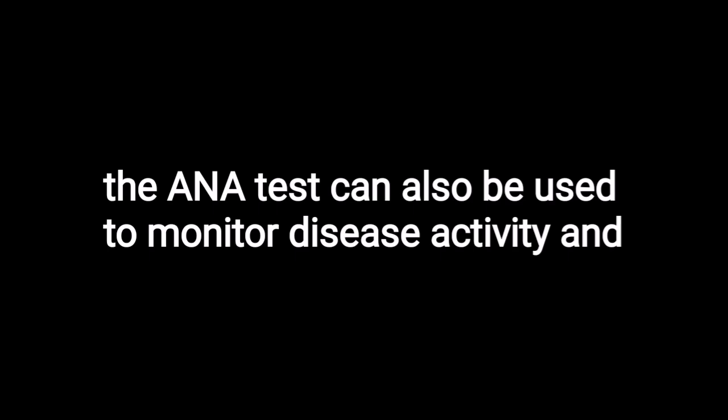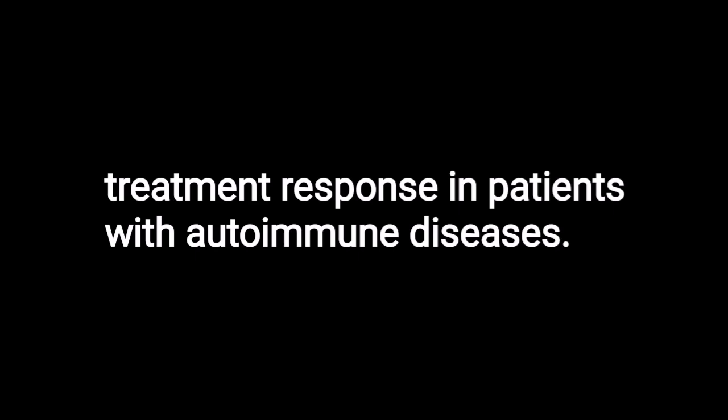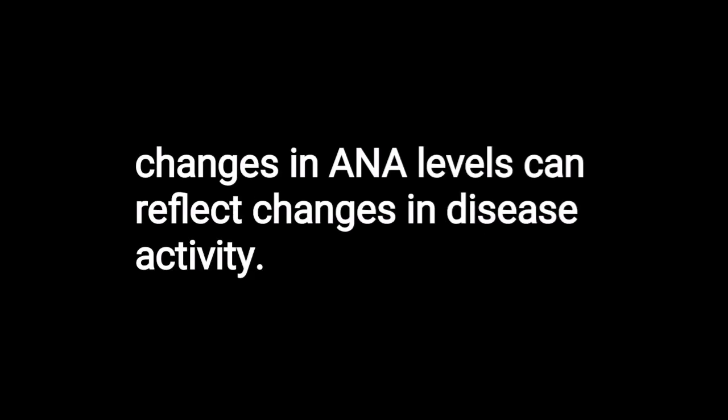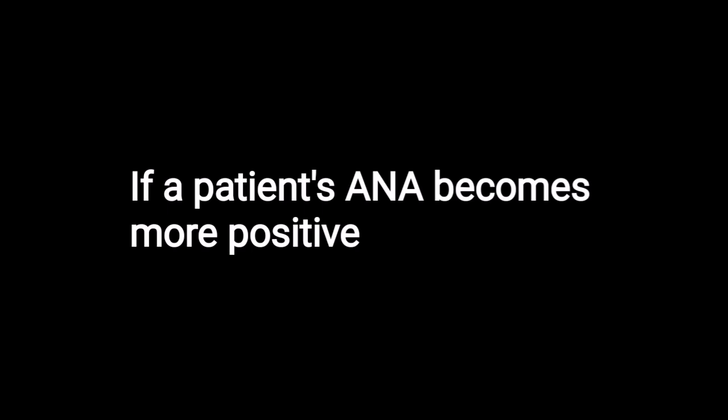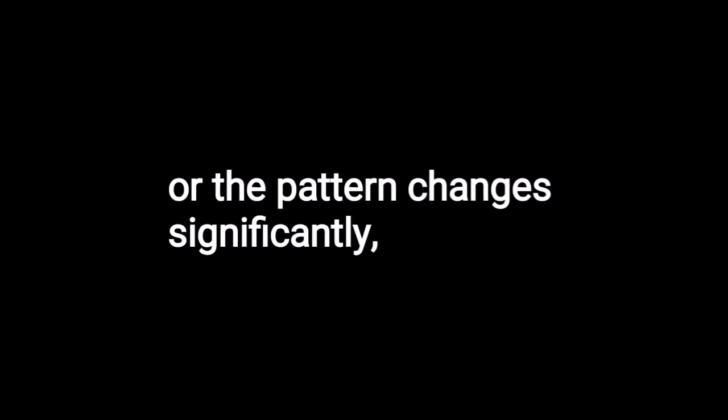Monitoring disease activity and treatment response. In addition to its diagnostic utility, the ANA test can also be used to monitor disease activity and treatment response in patients with autoimmune diseases. For example, in lupus, changes in ANA levels can reflect changes in disease activity. If a patient's ANA becomes more positive or the pattern changes significantly, it may indicate a flare-up of the disease that requires closer monitoring or a change in treatment. Conversely, a decrease in ANA levels after starting treatment can suggest that the disease is becoming more controlled, providing valuable feedback on the effectiveness of the therapeutic approach.